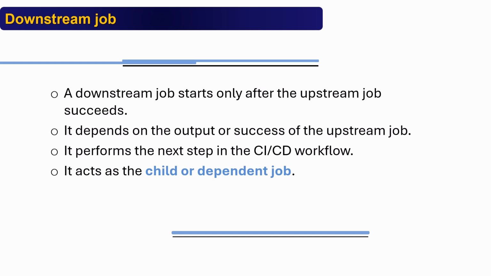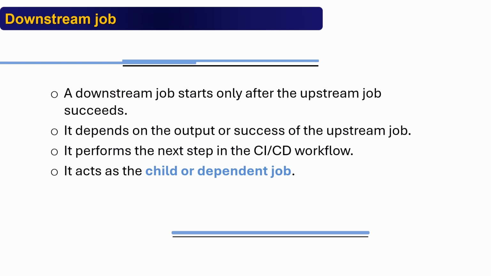A downstream job is a job that doesn't start on its own. Instead, it waits until the upstream job has completed successfully. In other words, it depends on the success or output of the previous job. If the upstream job fails, the downstream job is usually not executed because the required conditions have not been met.